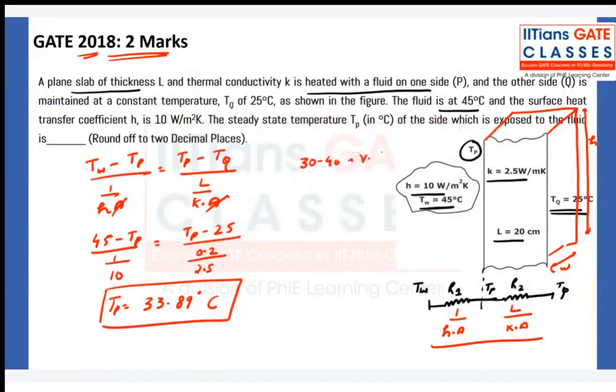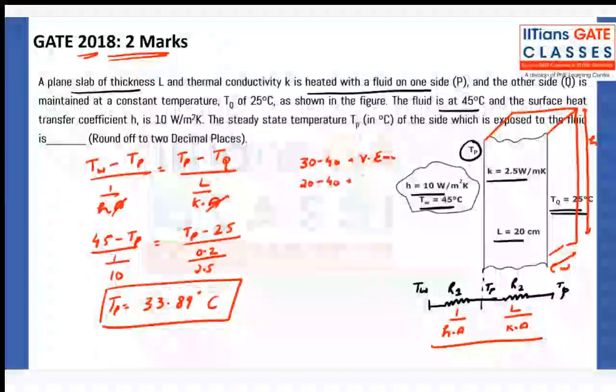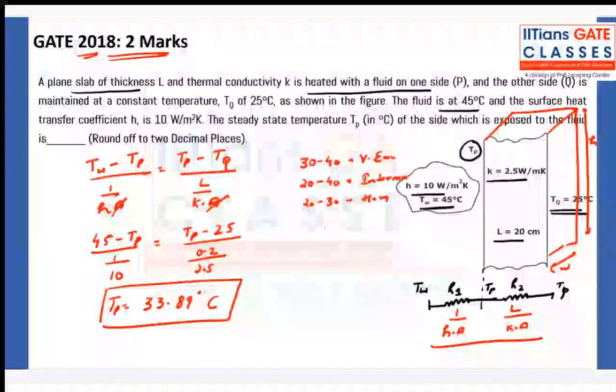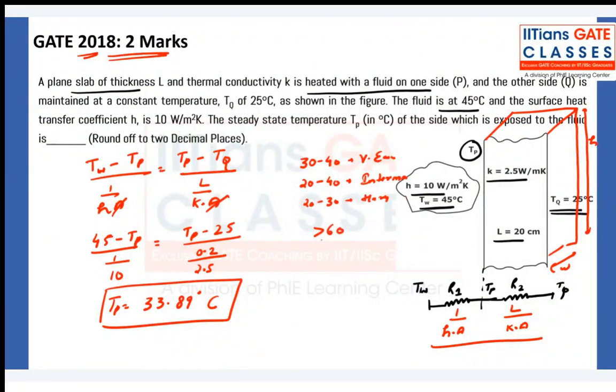Then 20 to 40% is intermediate. A little bit of understanding would be required. And the last 20 to 30% is basically hard. Getting more than 60 marks is basically difficult, but less than 60 is not very difficult. So do not stress yourself too much.